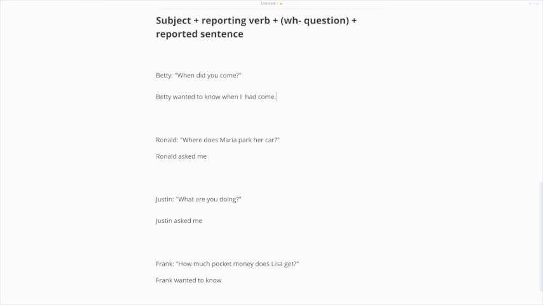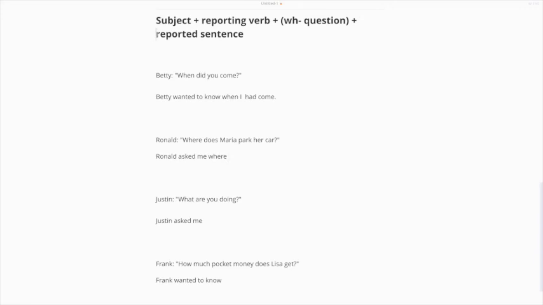So we already have this halfway through. We already have the subject, Ronald. We have the reporting verb, asked, including me as an object. Ronald asked me. So now we're going to need the double H question. Which one is he using? He's using the double H question, where. So we're going to start with that. Ronald asked me where. Reported double H question.